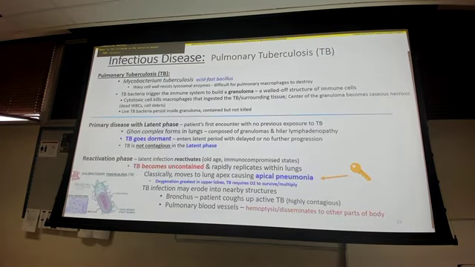All right, TB. You guys talk about TB in micro, I would think. It's not very common in the States, but outside the United States, it's very, very common. We call it an acid-fast bacillus because it has this waxy capsule. I'll talk about that capsule here in a second.